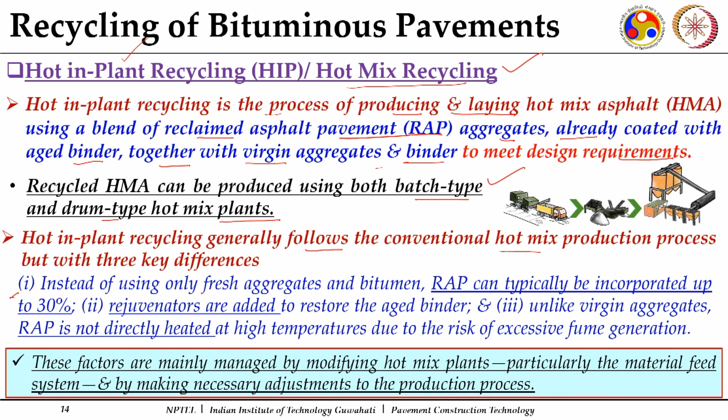One is, instead of using only fresh aggregates and bitumen, RAP is incorporated in the case of these recycled mixes, and a typical percentage of this hot in-plant recycling or hot mix recycling is around 30%. It is a typical percentage. For some plants, batch type plants, it is slightly lower. For drum type plants, it is slightly higher.